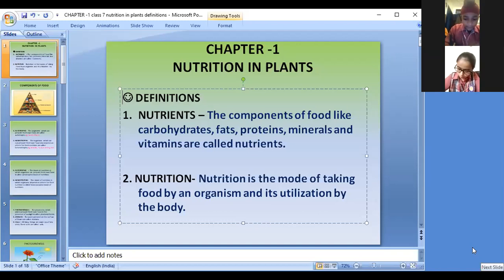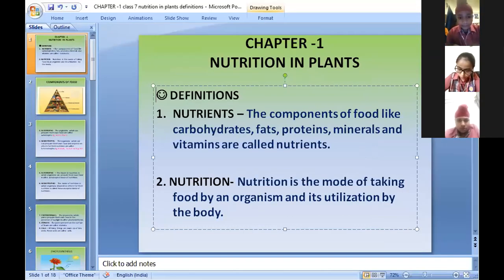Okay, first definition is nutrients. The components of food like carbohydrates, fats, proteins, minerals and vitamins are called nutrients.